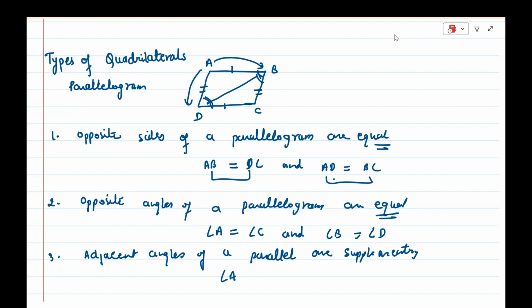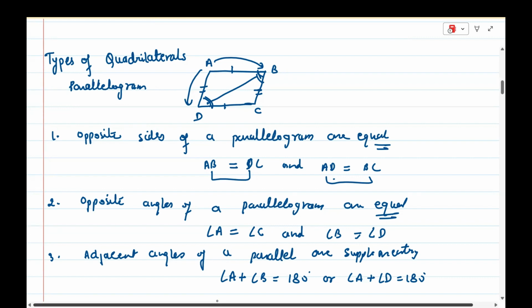So angle A plus angle B is 180 degrees. Or you can write angle A and its adjacent angle D, so angle A plus angle D together is 180 degrees. Same way, the other pair: if I take angle C, adjacent are B and D both. So angle C plus angle B is 180 degrees. Or you can also see angle C plus angle D is 180 degrees. Any one.